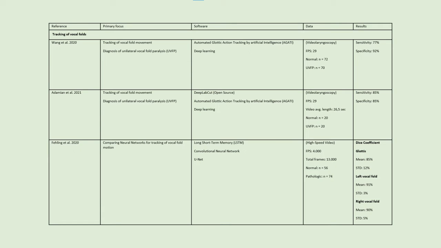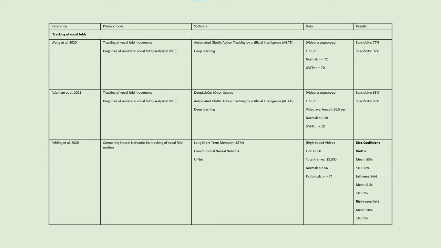We have divided the papers found by our search at Royal Society of Medicine Library into categories. The first one being tracking of vocal folds. These papers focus on moving vocal folds for their function. Other studies focus on classification of single images. Some of the studies describe how they chose a single image.